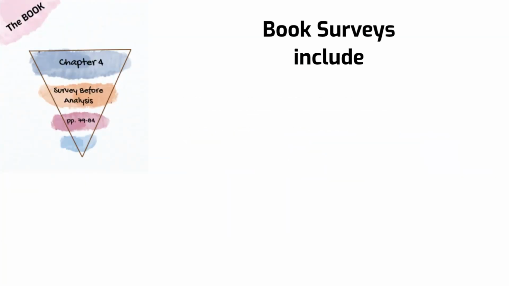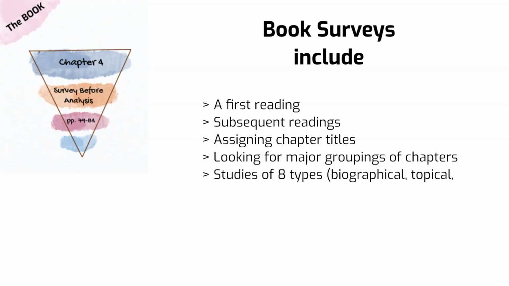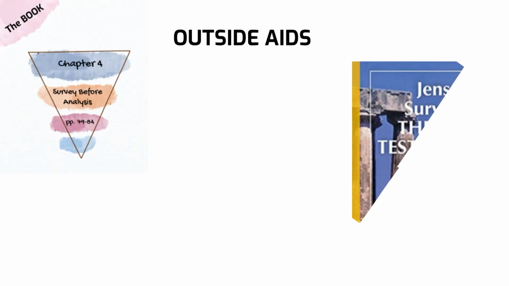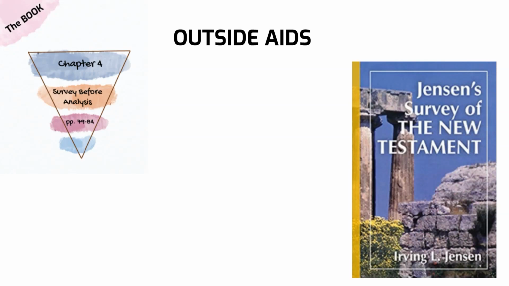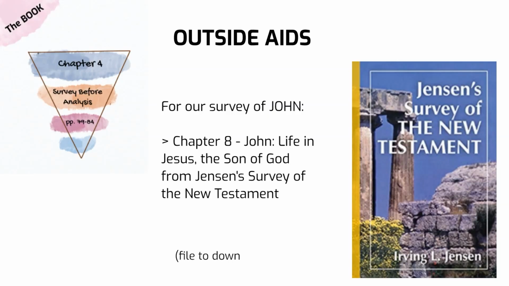Book surveys include a first reading, subsequent readings, assigning chapter titles, looking for major groups of chapters, studying types such as ones shown here, looking at the background and setting, and assigning a book theme or title. In the interest of time for our segment of study, we're going to take a deductive route of survey study by using an outside source to gain this information. To survey the book of John, we'll use my father's book, Jensen's Survey of the New Testament. Chapter 8 is 32 pages long and is in the course download section of this video lesson.